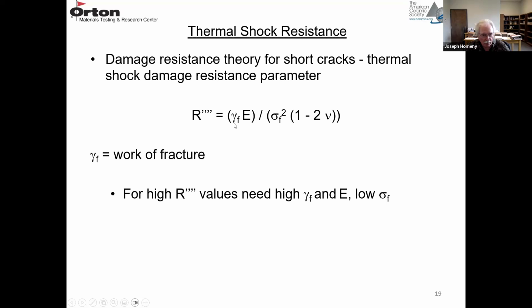So the key here is the work of fracture. You want to design a microstructure that when a crack starts moving through it, like from thermal shock, it is very difficult to move that crack. You want to dissipate that energy.